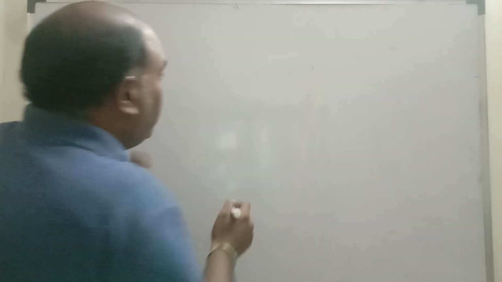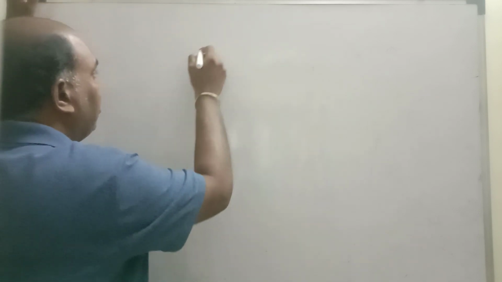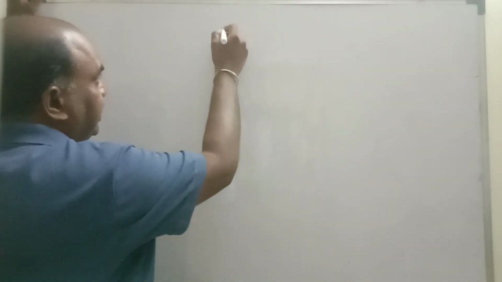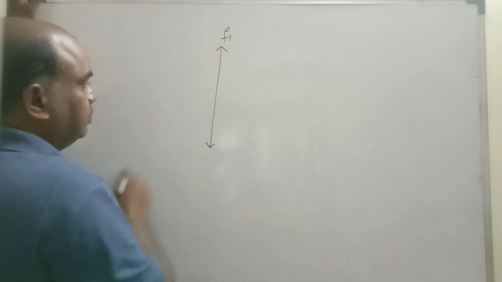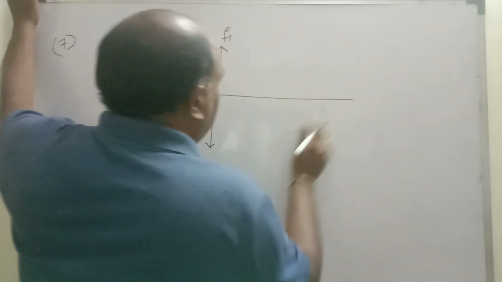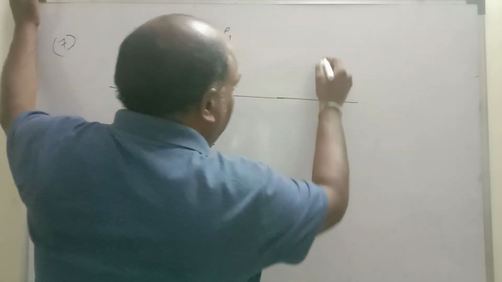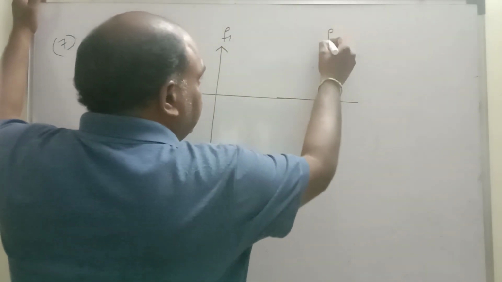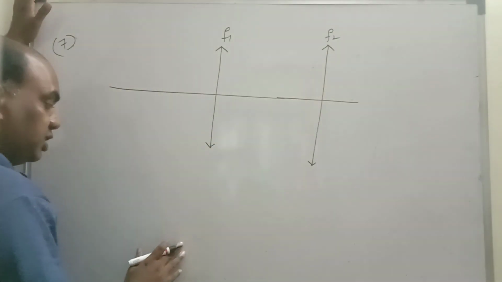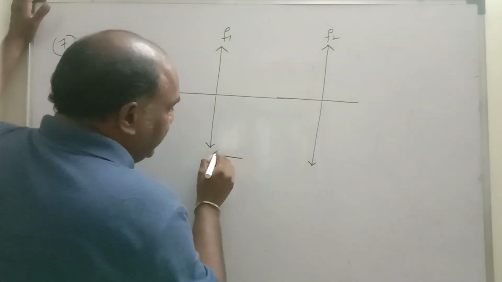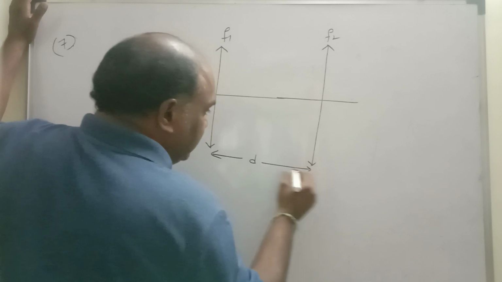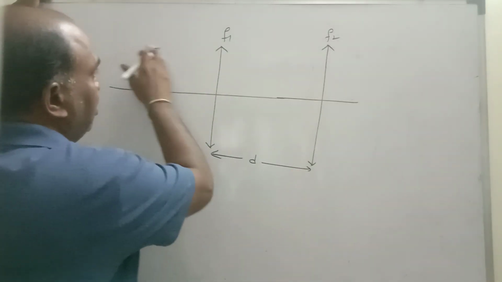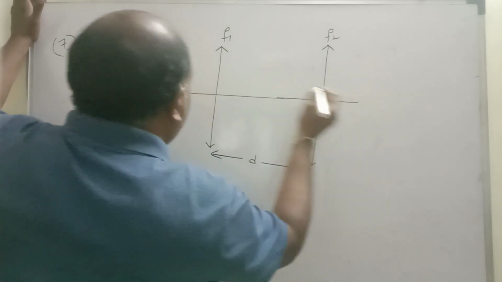Next question is very important. I have 2 converging lenses. This is the first converging lens. Its focal length is f1. Now I have another converging lens. Its focal length is f2. The condition is, what should be the distance between these two lenses to get both incident rays and emergent rays parallel?